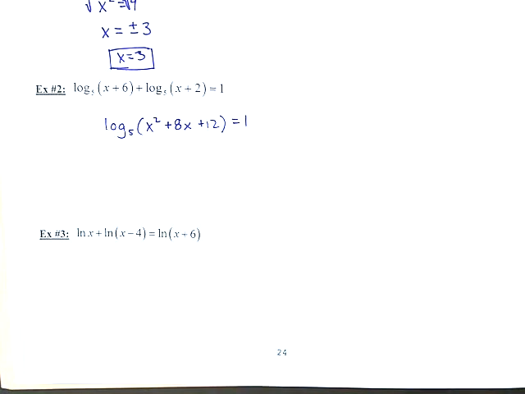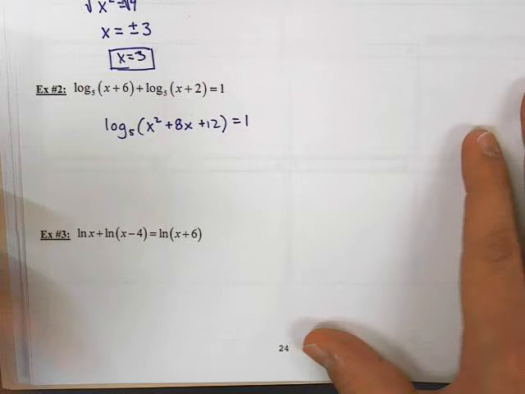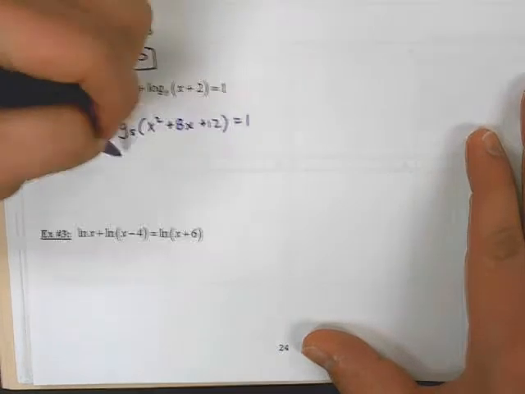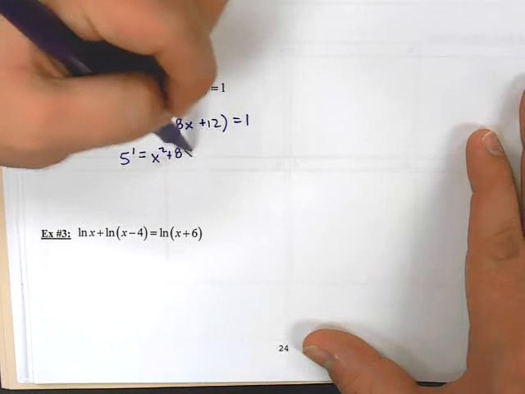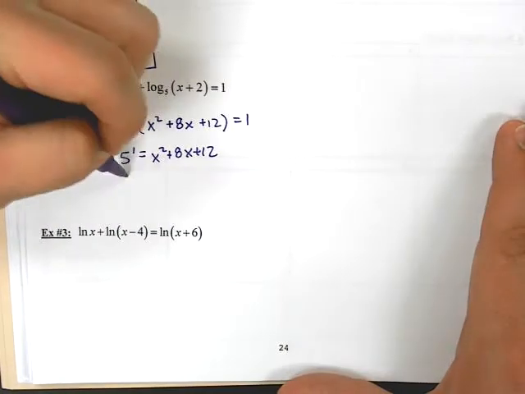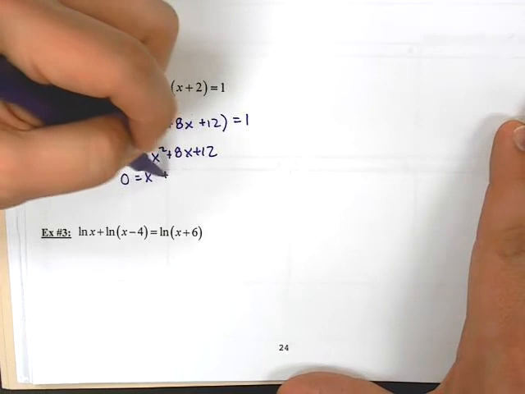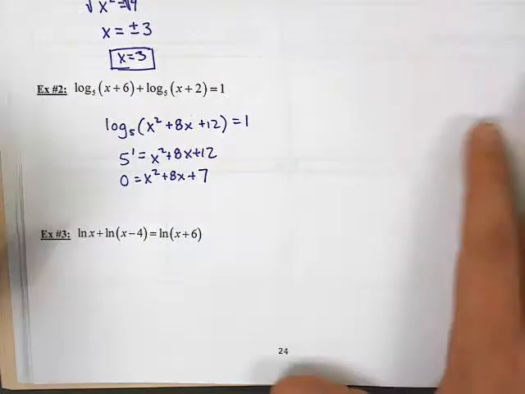Alright, so now I have a logarithm. I can just use my log circle, okay guys? 5 to the first equals x squared plus 8x plus 12. 0 equals x squared plus 8x plus 7. Ooh, and this is factorable, perfect.